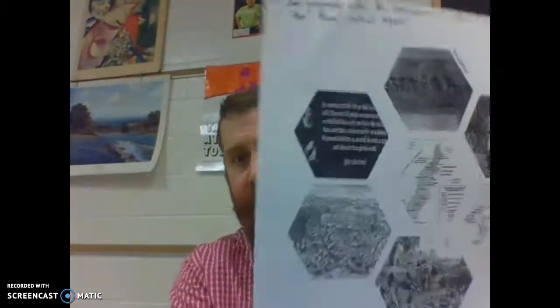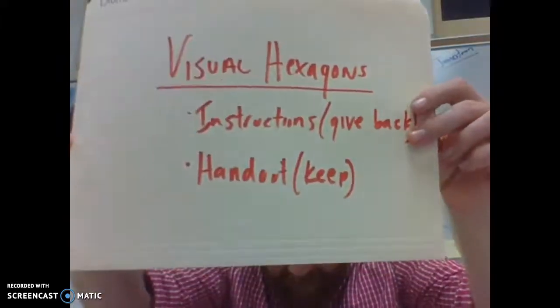So after you're done with the graphic organizer, depending on your assignment, you're going to go up to the sub and ask them for the visual hexagons activity instructions and the handout. Once you get those instructions and handouts, which look like this and this, and come in this folder, remember, you give back the instructions. You will go back to the video that you momentarily paused, and you'll watch the rest of the video as I walk you through the steps to do the visual hexagons.